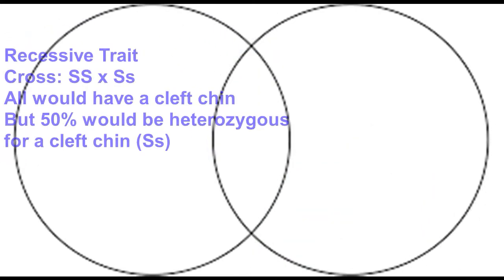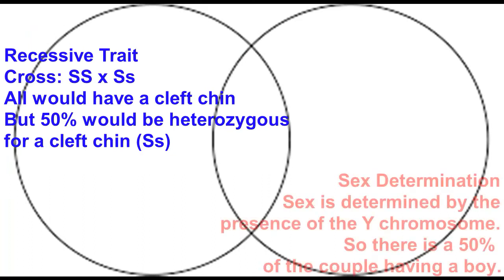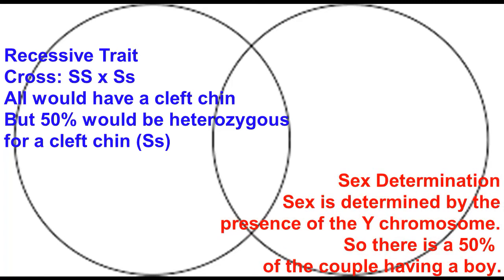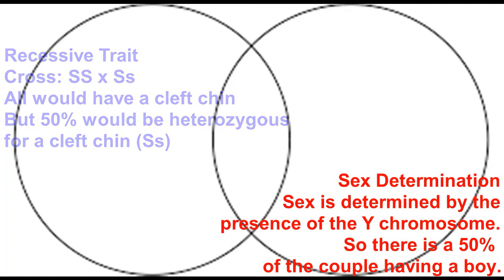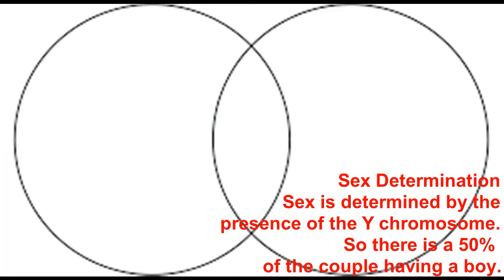So to summarize, when there's only one allele of a recessive gene and a couple have children, that recessive gene is not expressed in any of their children. But 50% of their children will carry the recessive gene. And with sex determination, the presence of just one Y chromosome in the crosses results in a 50% chance of the couple having a boy because of just the presence of the one Y chromosome.